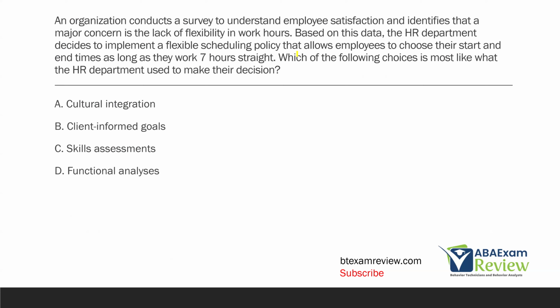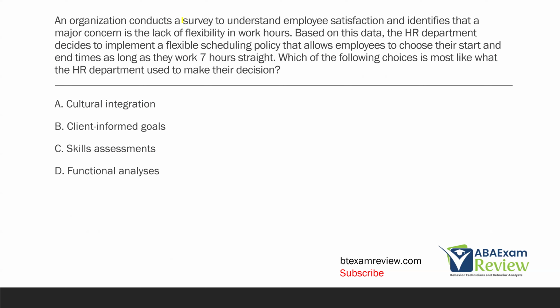Okay, much more challenging ethics question as well. Questions were a little more challenging today. That's okay, right? We always want to be pushing ourselves a little more further and further. What is the HR department using to make their decision?